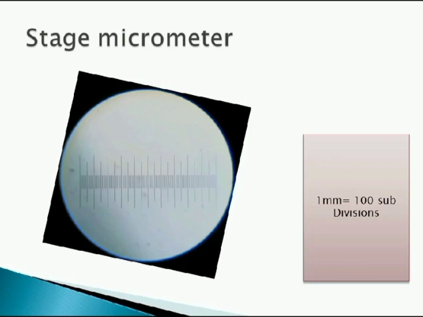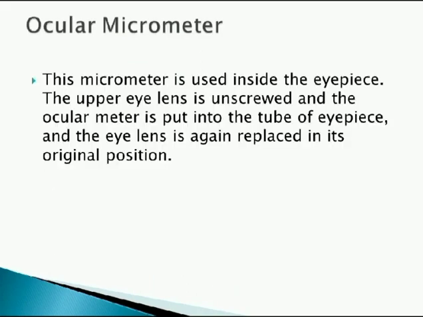So this picture shows the stage micrometer. We can see that 1 mm is divided into 100 subdivisions. This needs to be kept in the stage position of the microscope. It looks like a slide, with a graduated scale. This is the graduated scale which is present in the stage micrometer.